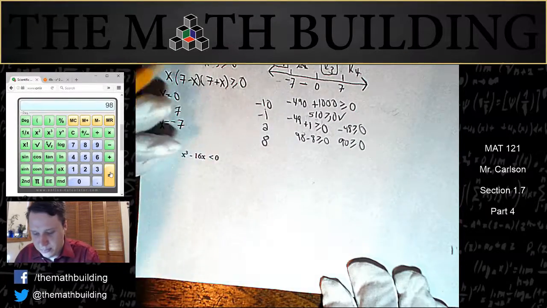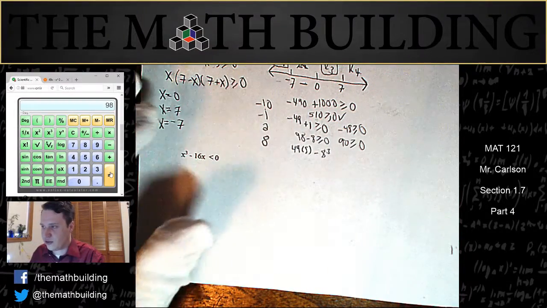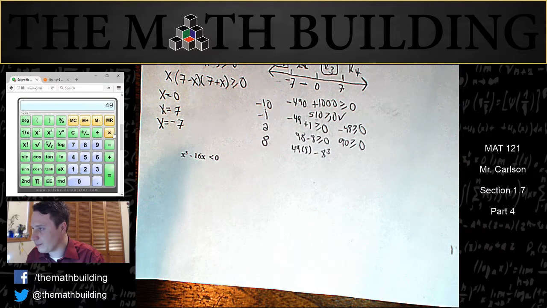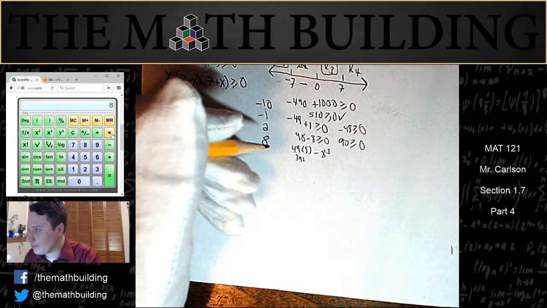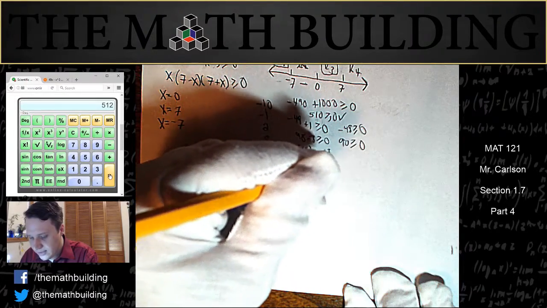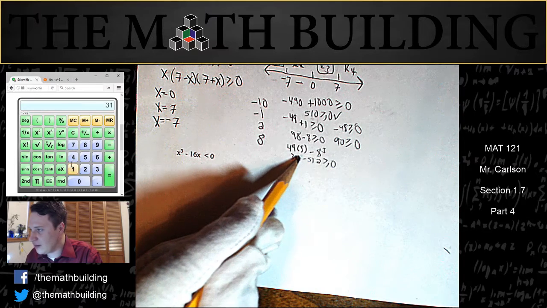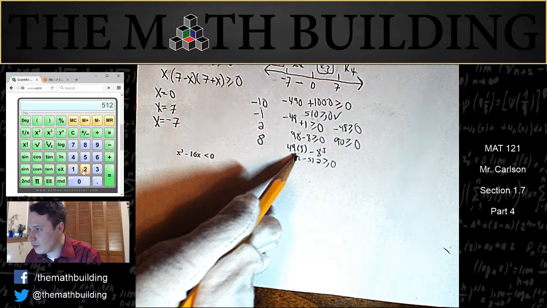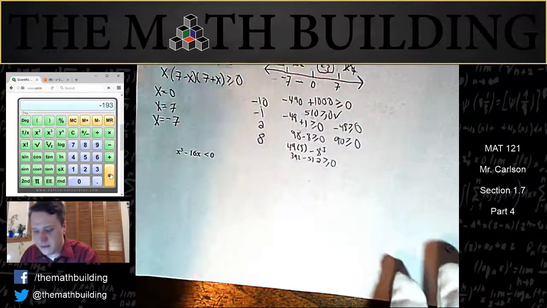And let's test 8 by plugging it in. It's 49 times 8. I know this takes a while. Minus 8 to the third. So 49 times 8 equals 392. Let's see, 8 times 8 times 8 is 512. So 392 minus 512. Is that bigger than or equal to 0? No, that's going to be a negative number. 392 minus 512 is -120. So that's not true, so region 4 is not part of our answer.